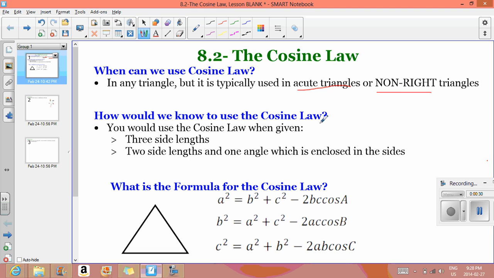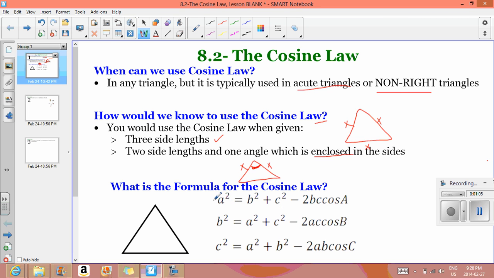So the different cases we can use the cosine law for are as follows. One of them would be 3 side lengths. So if there's a triangle, that would mean you are given all 3 sides. The other case is when you're given 2 side lengths and 1 angle, but the angle must be enclosed by the sides. So that would be this angle in here. Because if you think about it, if we use a different angle, this angle is opposite a side length, and we said anytime you have a side with its opposite angle, you would use sine law. So the angle must be enclosed by the 2 given sides in order to use the cosine law.